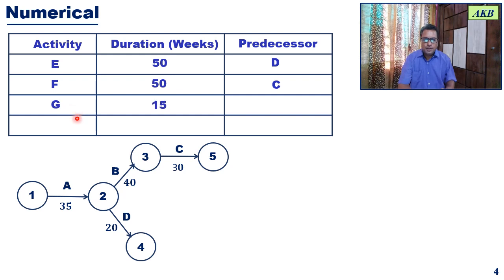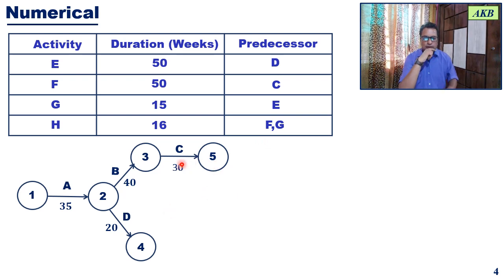Activity G, duration is 15 weeks, and the predecessor activity is activity E. And finally, the last activity in the list is activity H, which is going to proceed for 16 weeks. And there are two predecessor activities to this, that is activity F and G. So let us learn how to draw the remaining network diagram.